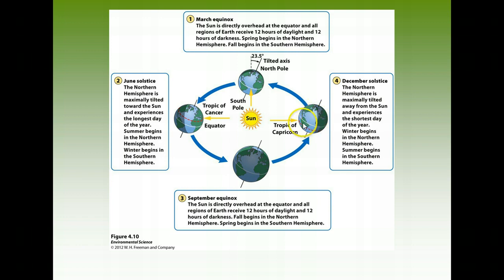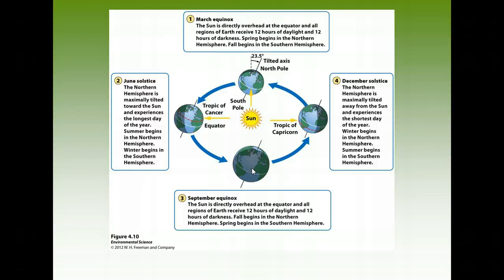But notice how the southern hemisphere is facing the sun, and so the southern hemisphere is experiencing summer when we have winter. Then when you have the equinoxes, you have the autumnal equinox, which just happened. The Earth is not tilted towards or away from the sun. Therefore, all regions of the Earth are going to get 12 hours of daylight and 12 hours of darkness. And the same thing happens in March.